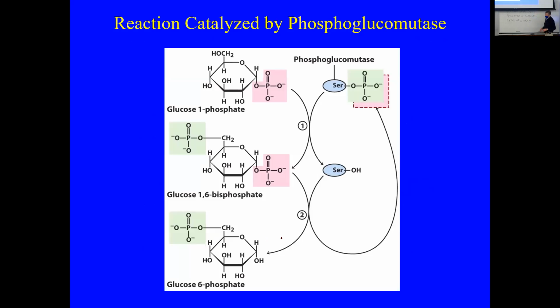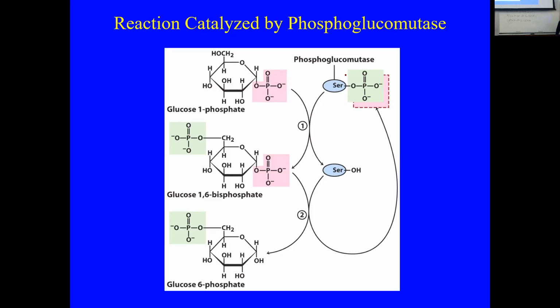So this reaction is somewhat analogous to the phosphoglycerate mutase. This is step 8 in glycolysis, in that we are going to add a second phosphate to our glucose 1-phosphate, and then we're going to remove the opposing phosphate, leaving us now with glucose 6-phosphate.